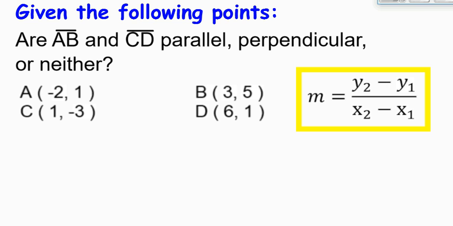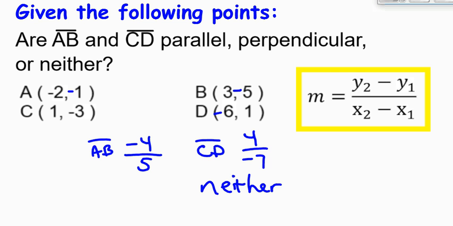Just realize that these are the same numbers, so I'm going to go ahead and change them up a little for you. Put some negatives in front of there, and then see if they are parallel, perpendicular, or neither. All right, so you should have gotten that those are neither. The slope of AB is -4/5, and the slope of CD is +4/7.